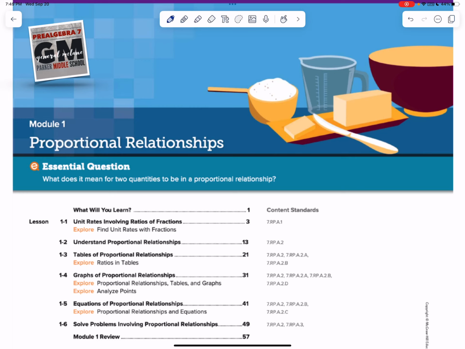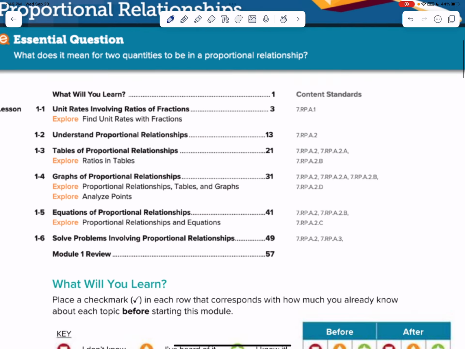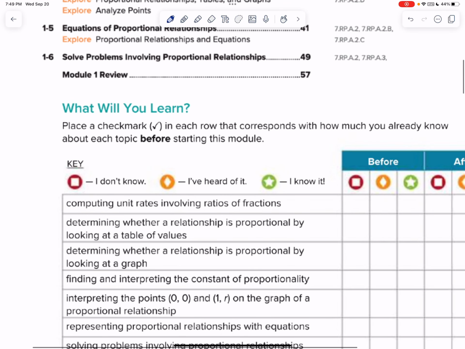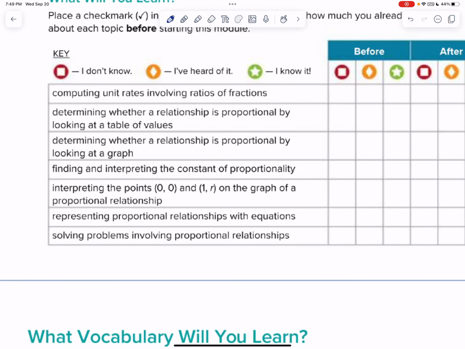All right, welcome to Module 1, which is Proportional Relationships. You can see here all the different things that we're going to learn. So this is Lesson 1, 2, 3, 4, 5, and 6 listed here, and the standards on the right. So what you're going to learn, overall, we're going to be computing unit rates involving ratios, determining whether a relationship is proportional, and doing the same thing while looking at a graph.